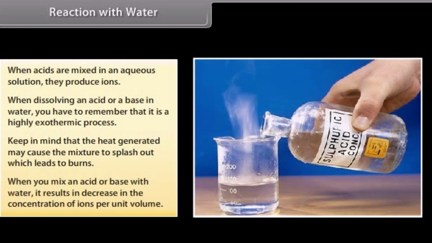When you mix an acid or base with water, it results in decrease in the concentration of ions per unit volume. This process is called dilution and you get diluted acid or base.